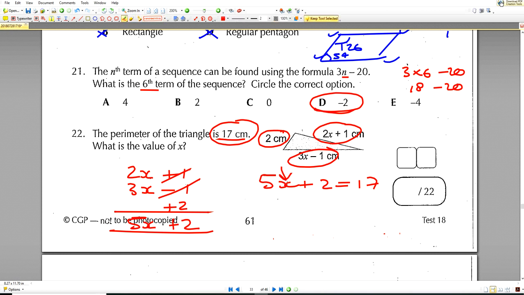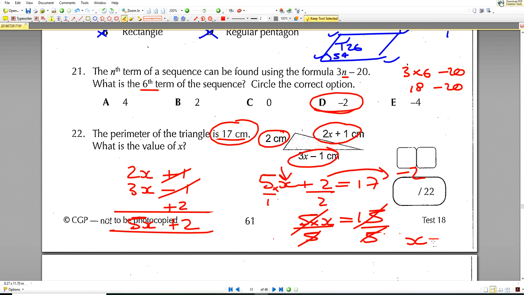Alright, we've got to work out the value of x. So x has been times by 5, first action, add 2, second action. So you always move the last action first. So you have 17 minus 2, which is 15. And then the opposite of times by 5 is divide by 5 on both sides. So 15 divided by 5, so x will give us a value of 3.